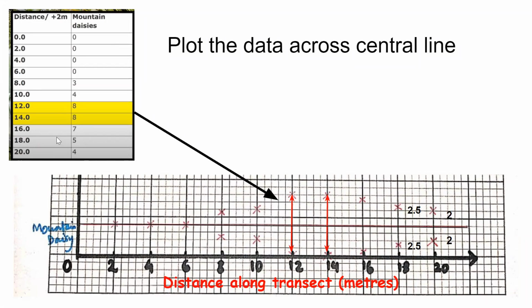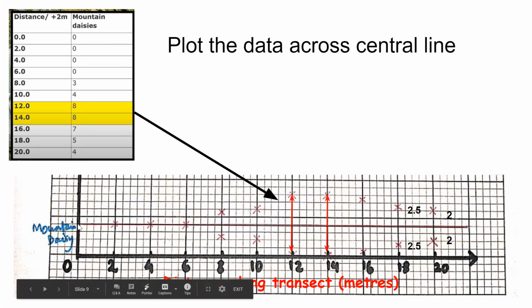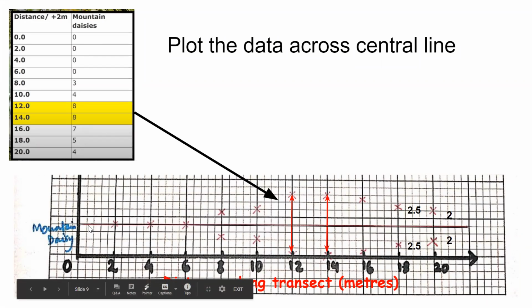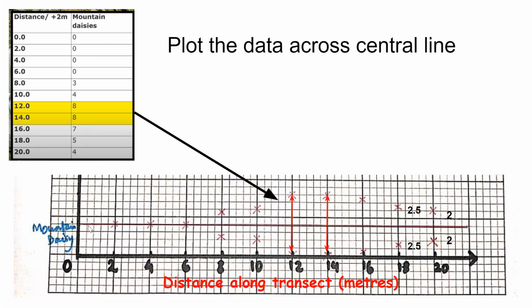So I saw that at position 0 meters, there were no daisies. For mountain daisies, my plot line is this central line, okay? And how have I chosen the central line? I have made sure that from my x-axis to the central line, at least there is 4 centimeter distance. And above also have kept 4 centimeter distance before the next species starts. Okay. So at 0 meters, no daisies. So this is my first plot.